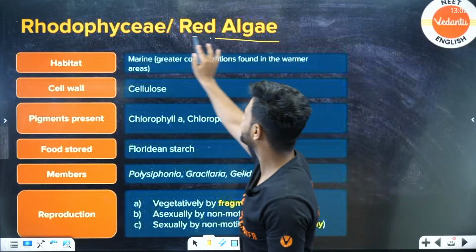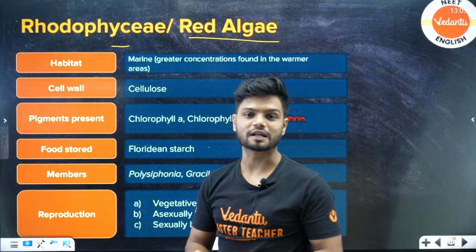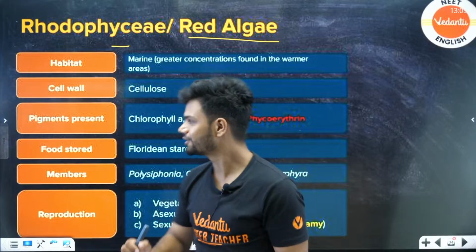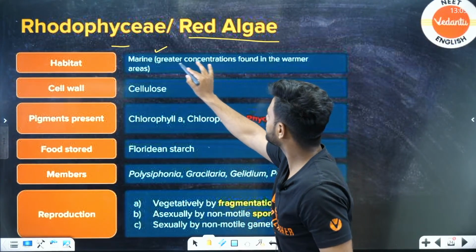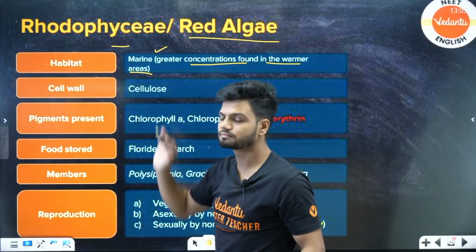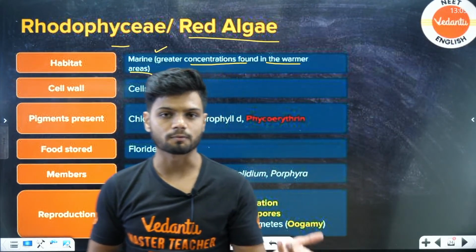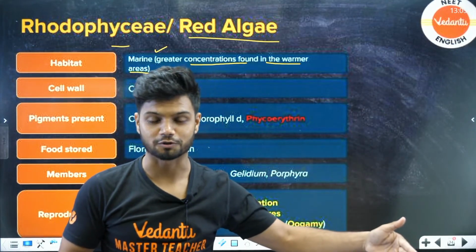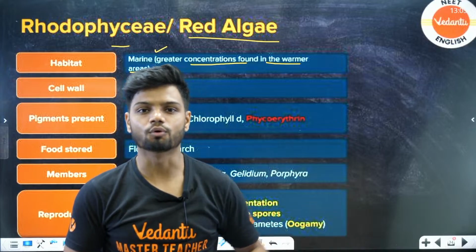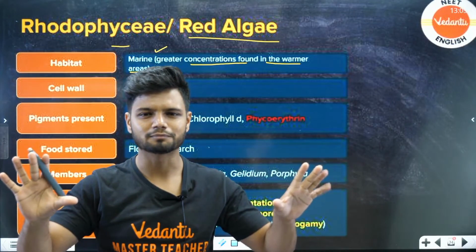Now, the last one is going to be Rhodophyceae, also called red algae. Here, again, the habitat is marine. Greater concentration is found in warm waters. Yes, it can also be found on the ocean bed and in the depths of the ocean. Very variable.